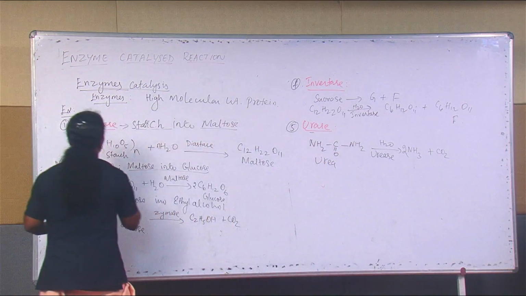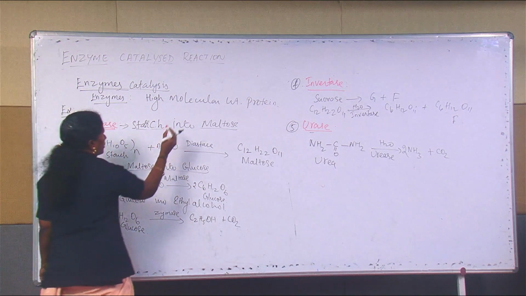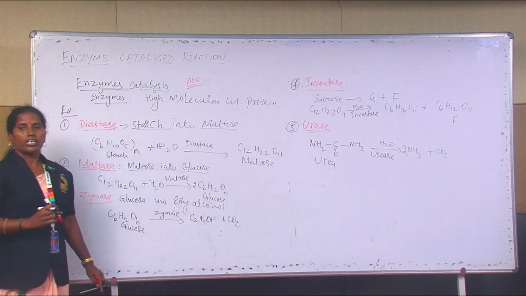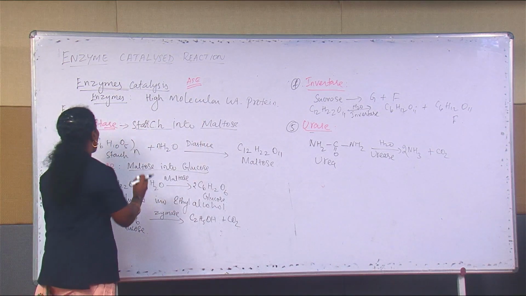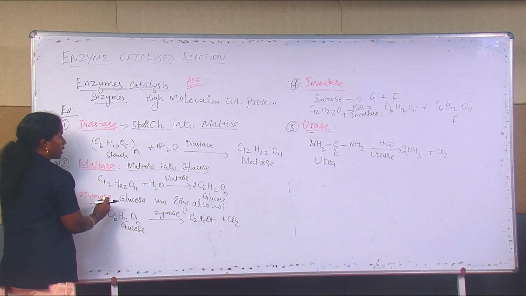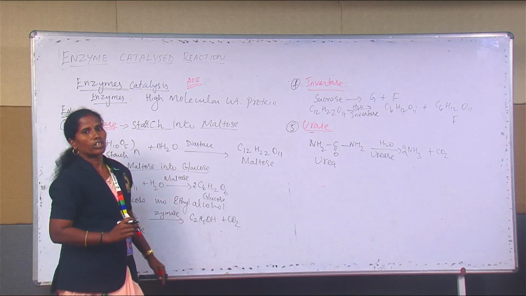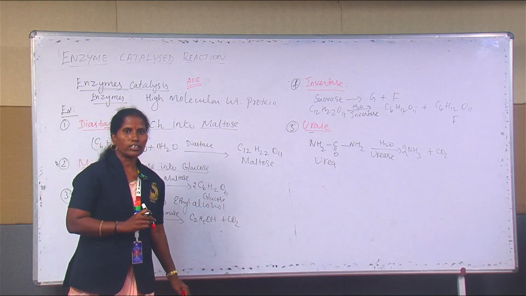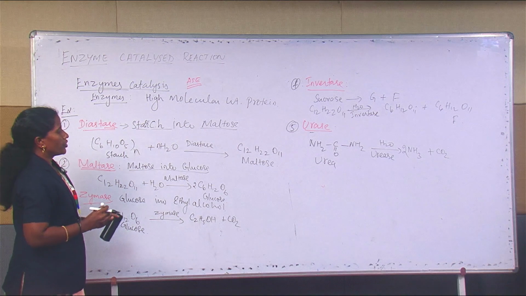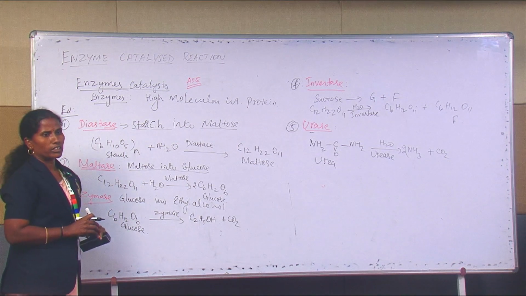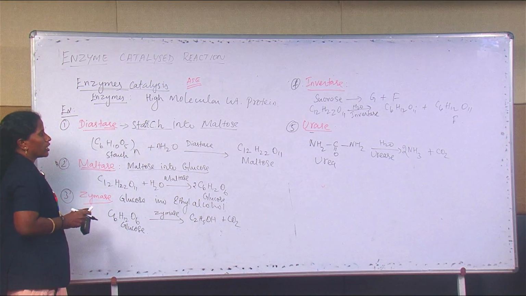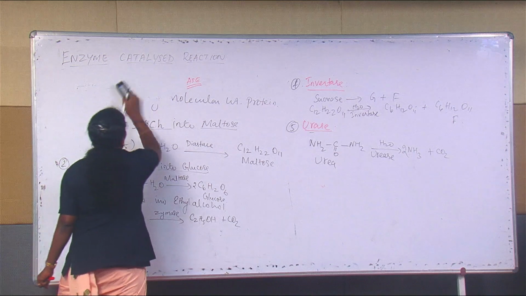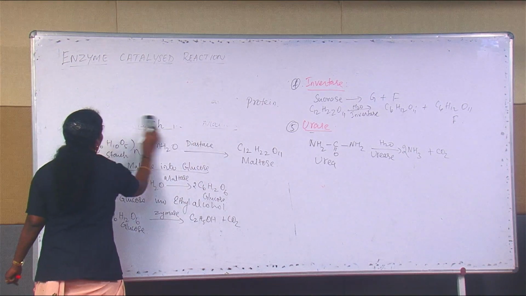All these enzyme names end with ASE. All enzyme names end with ASE: diastase, maltase, zymase, invertase and urease. All these enzymes act as catalysts to increase the rate of the reaction. These are some of the examples of enzyme catalyst reactions. Next we are moving to the mechanism of enzyme catalyst reactions.